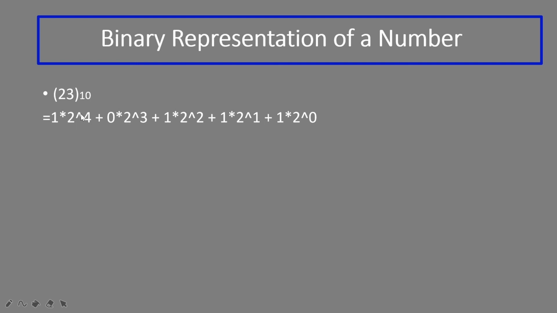So we have to make the power such that it will be less than or equal to this number. So we can represent it by power 4 of base 2. This will be multiplied by 1 because this bit is 1, right? Because we can represent the number with the power of 4, this will be 1. The remaining number will be 23 minus 16, which is 7.